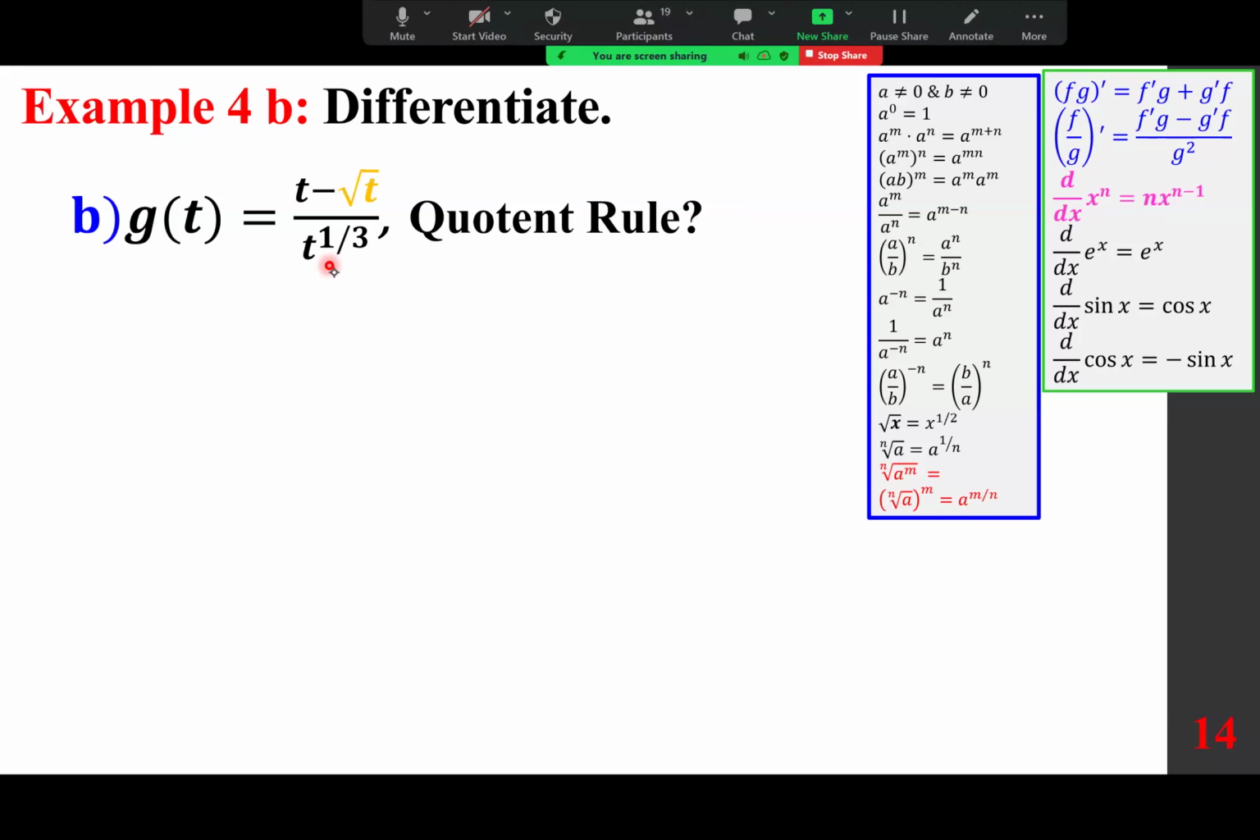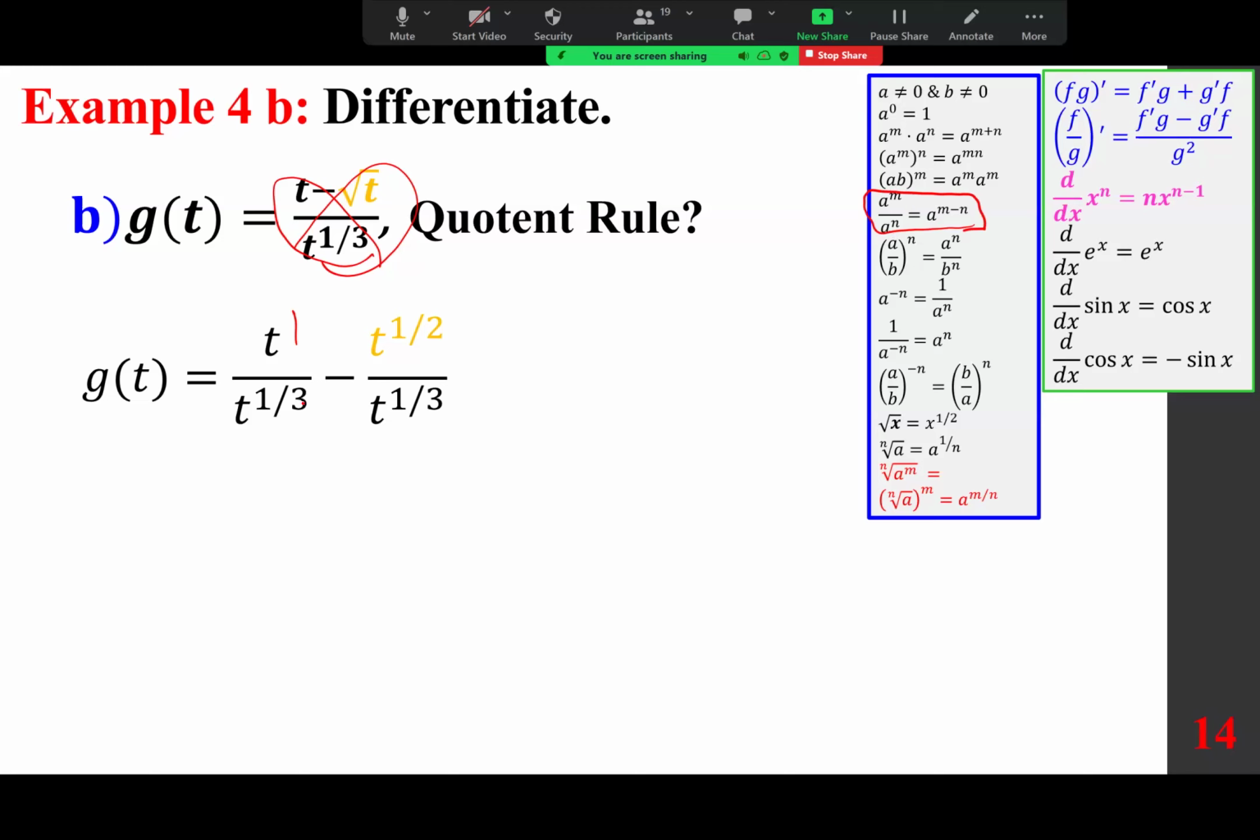Understand that the denominator has one term. In this case, it's not a term because it's not a polynomial. Rather, one algebraic expression, you can make up two fractions. Meaning this is one and this is another one. You're going to take the square root of t and change it to t to the power of 1/2. Therefore, you can use the quotient rule from the exponential rules. So this first one is t to the power of 1 minus 1/3, and the second one, t to the power of 1/2 minus 1/3.